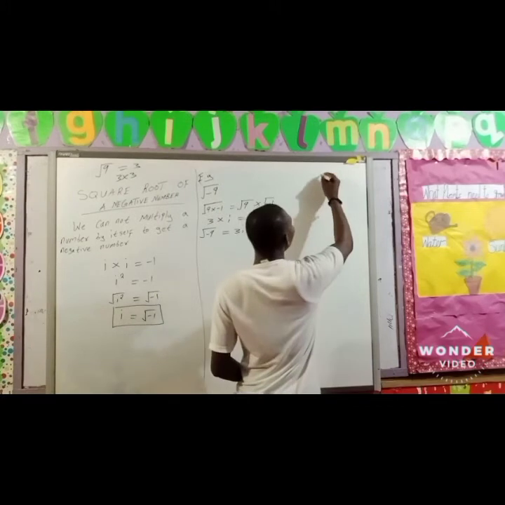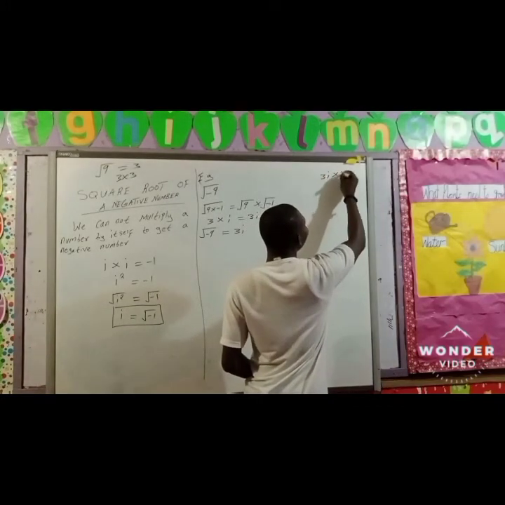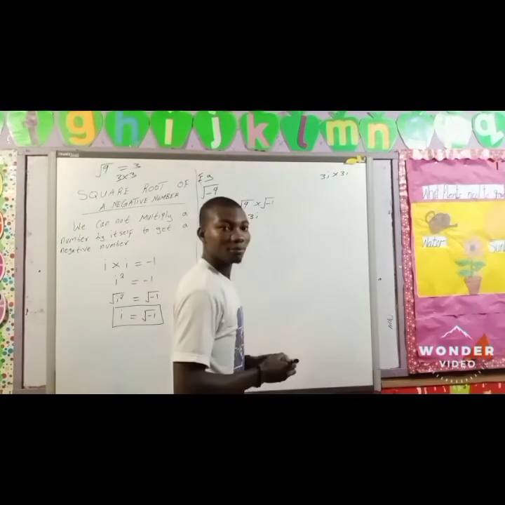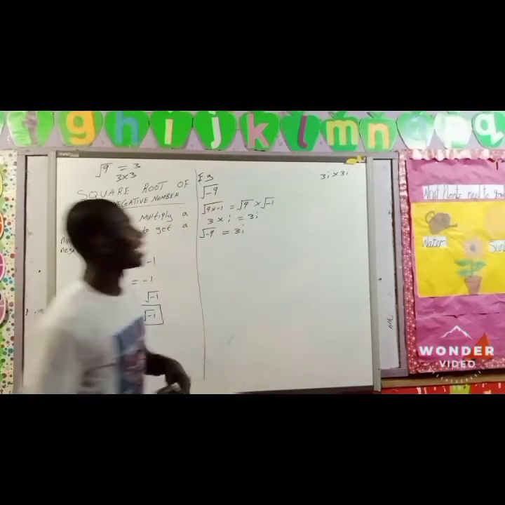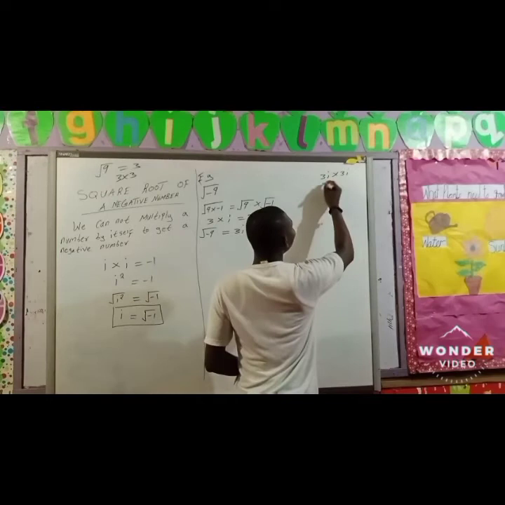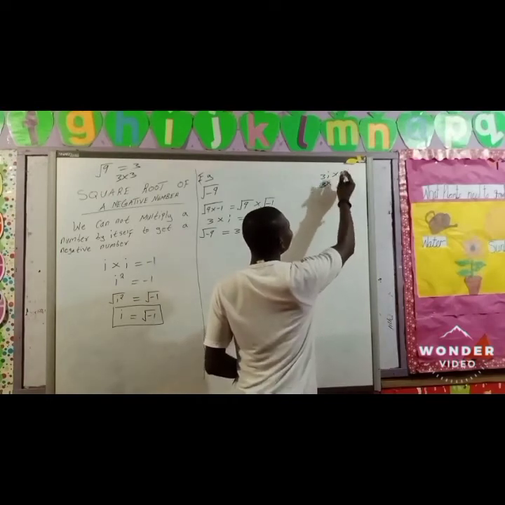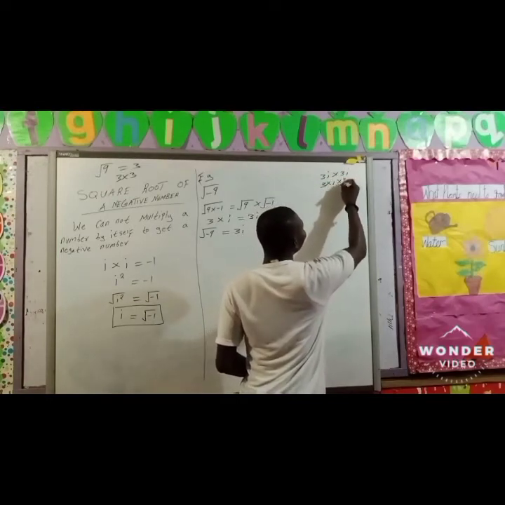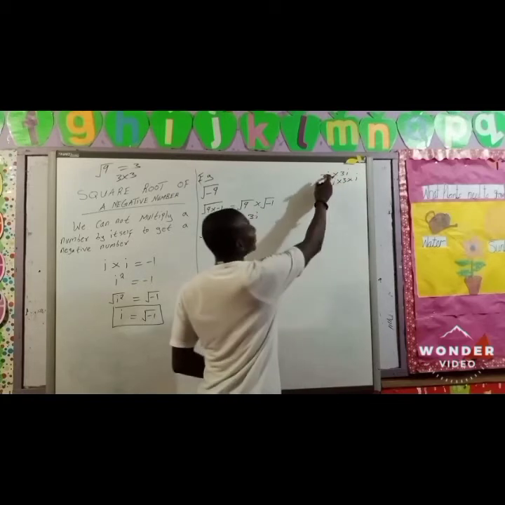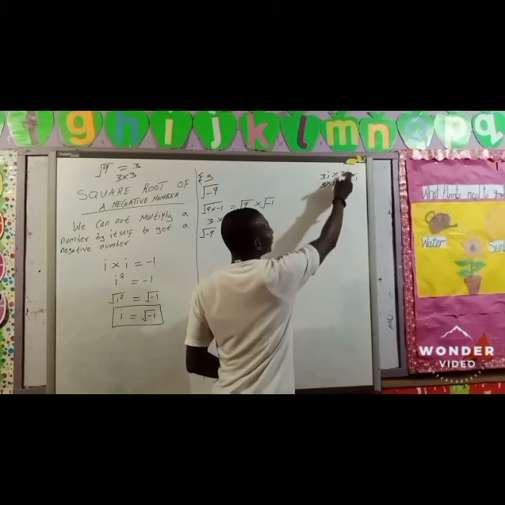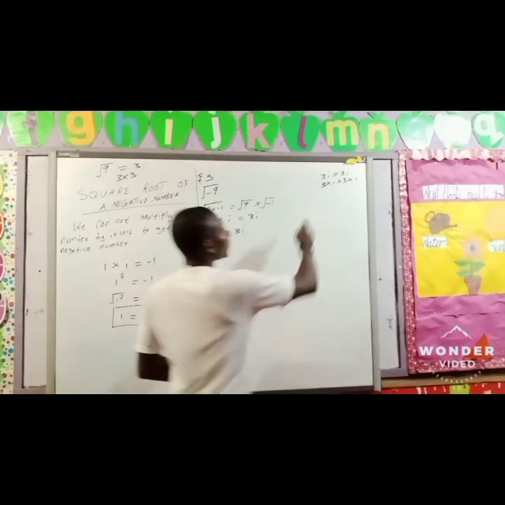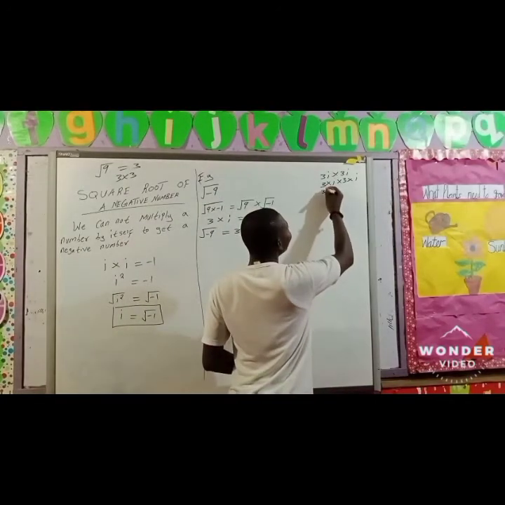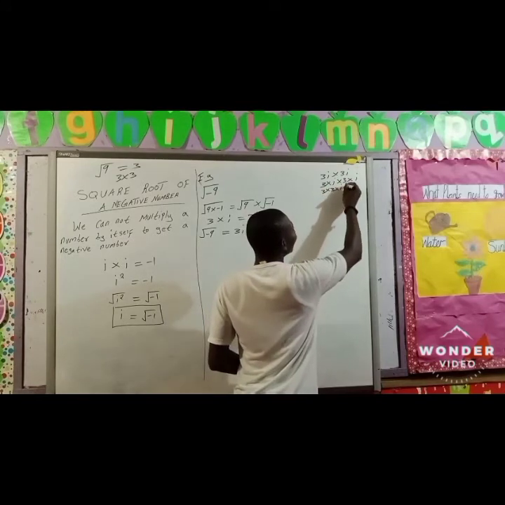What is 3i times 3i? Because when you multiply them together, you must get minus 9. 3i times 3i can also be written as 3 times i times 3 times i, because 3i means 3 times i. Multiplication. 3 times i also means 3i.